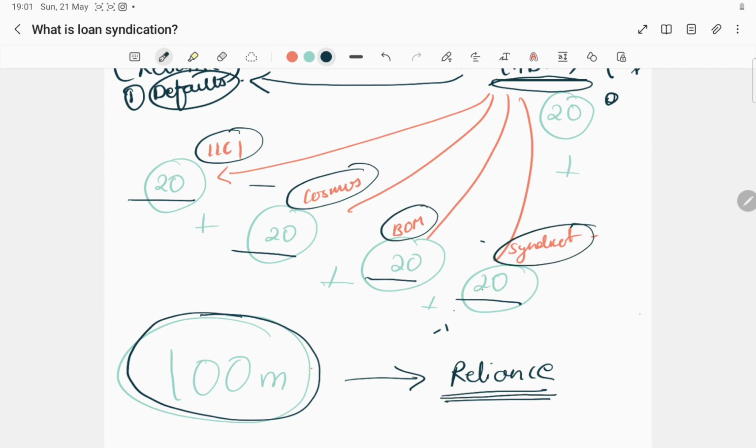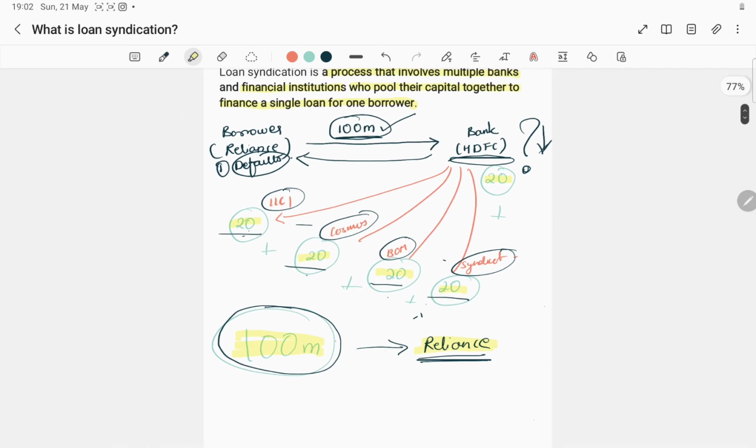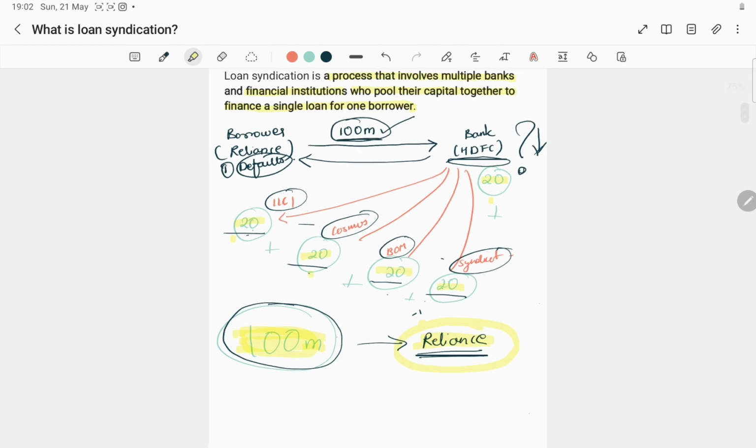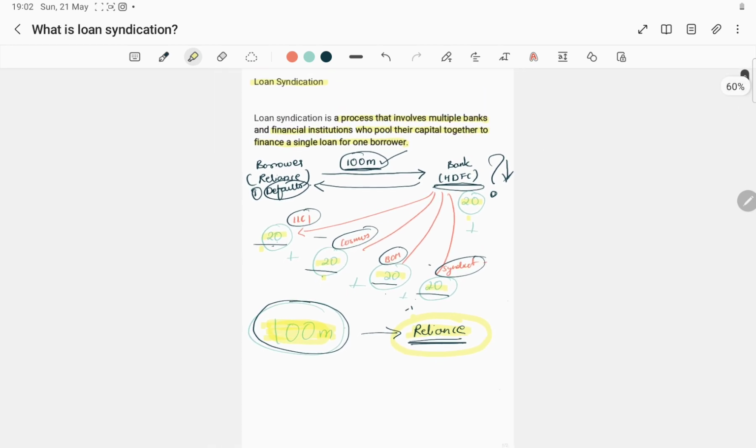The loan is also given to Reliance, and when these funds are pooled together, the 20 million, 20 million, 20 million and 20 million from all the banks, and 100 million is achieved and then provided to Reliance, it is then called syndication. So loans from different banks were clubbed together, 100 million was achieved and then given to Reliance Industries. So this is a simple example of loan syndication.